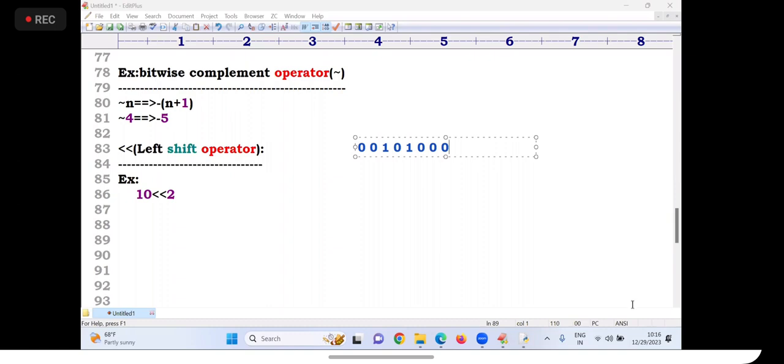Now tell that number as a decimal number. How to calculate the decimal number? Simple. Here first 2 power 0, 2 power 1, 2 power 2, 2 power 3. 2 power 3 means 8. 2 power 4, 2 power 5, 2 power 5 is 32. Okay, 32 plus 8, 40. That is the result you will get.